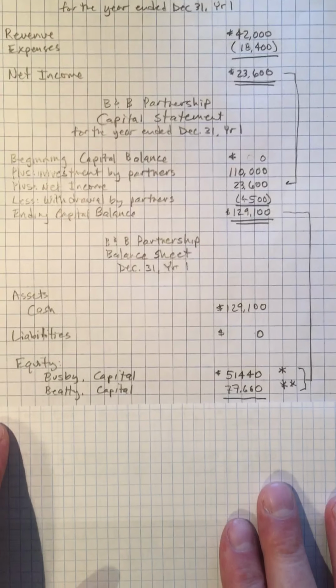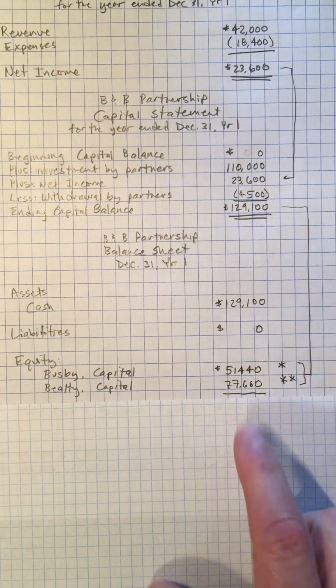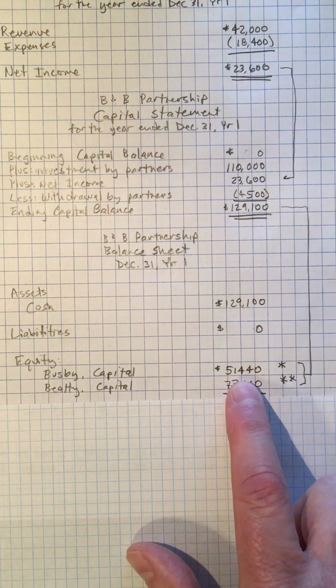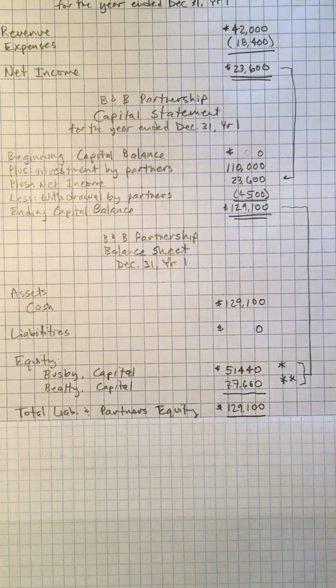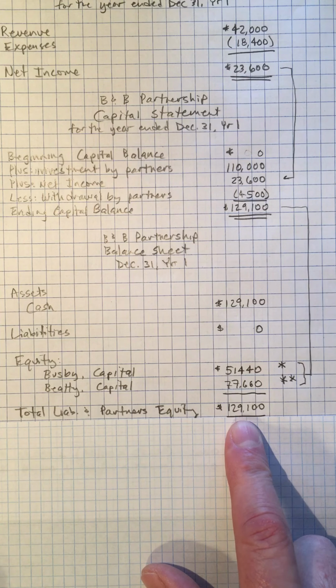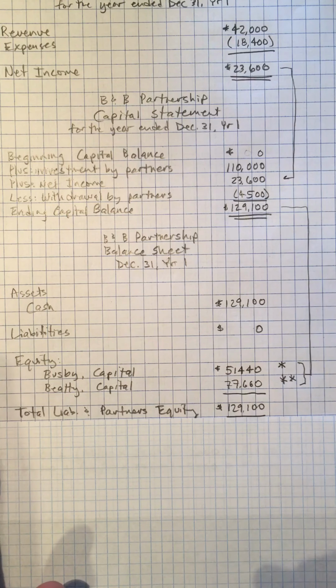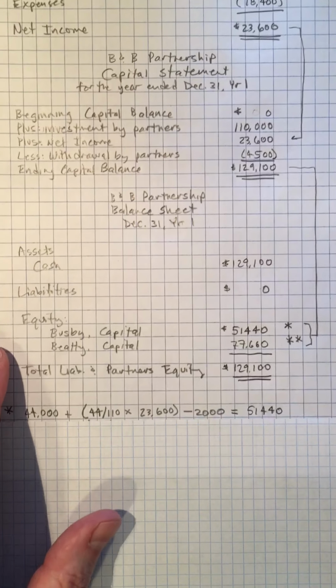So this is the part I wanted to show you the math on. Their equity works out to $51,440 for Busby and $77,660 for Beatty, which thankfully totals $129,100. So what I want to point out to you is how I arrived at those numbers.